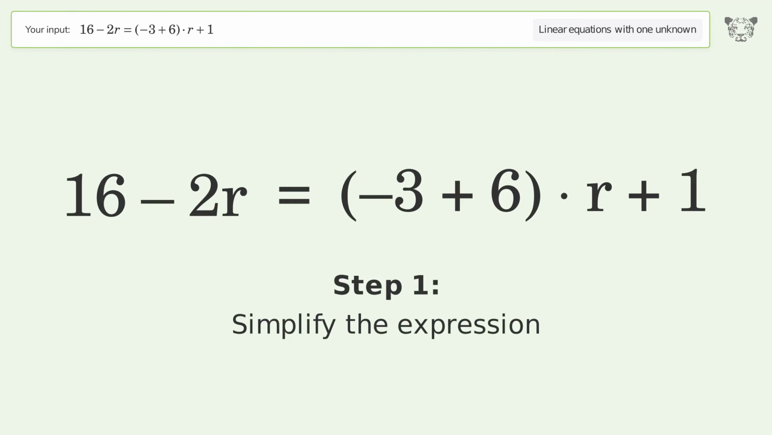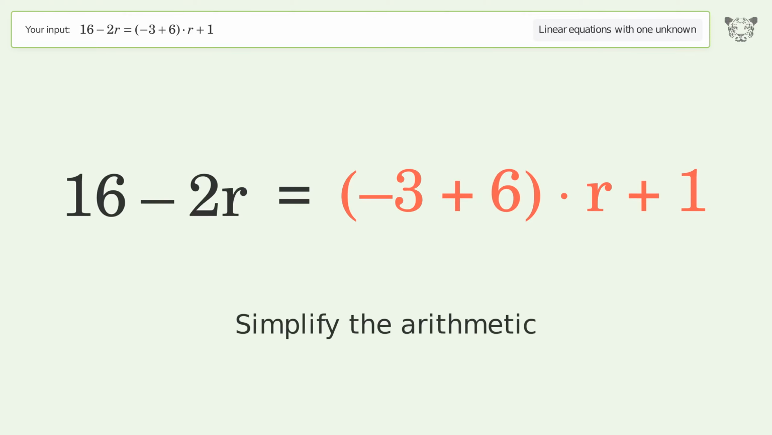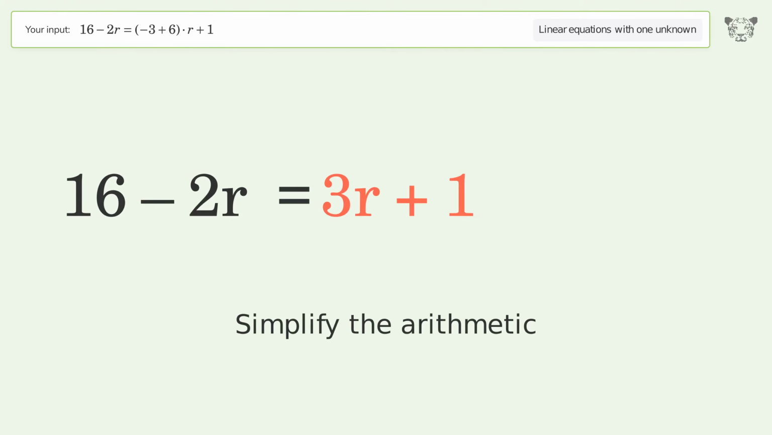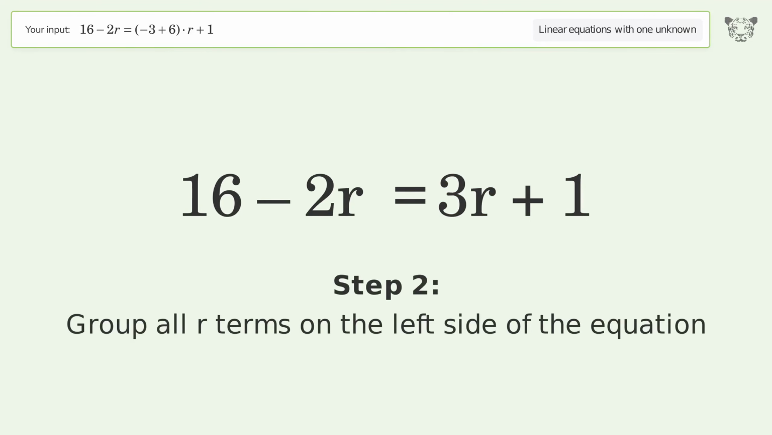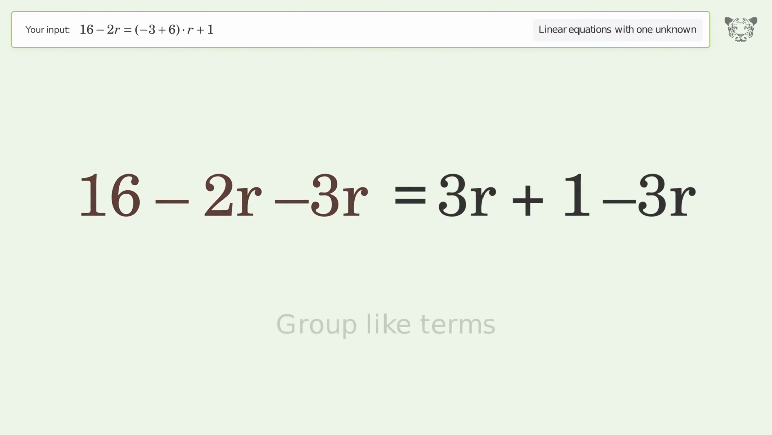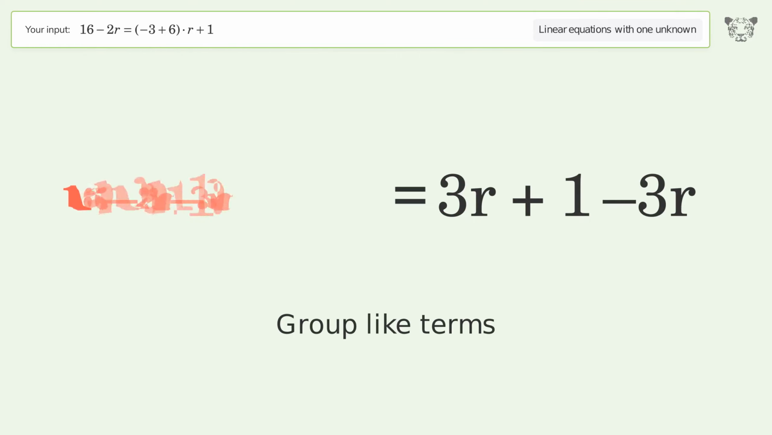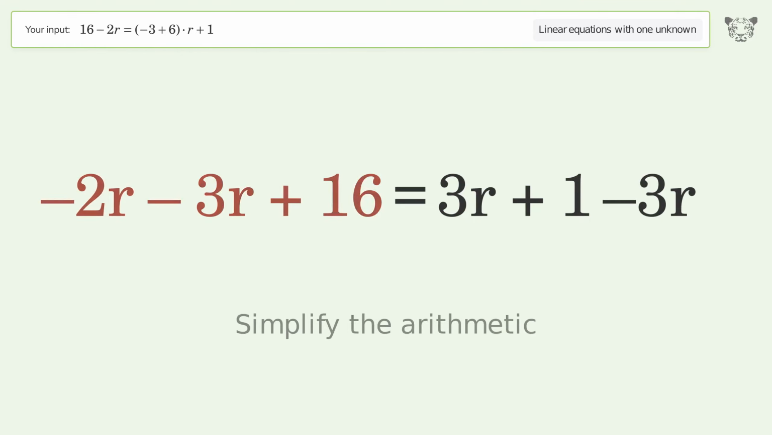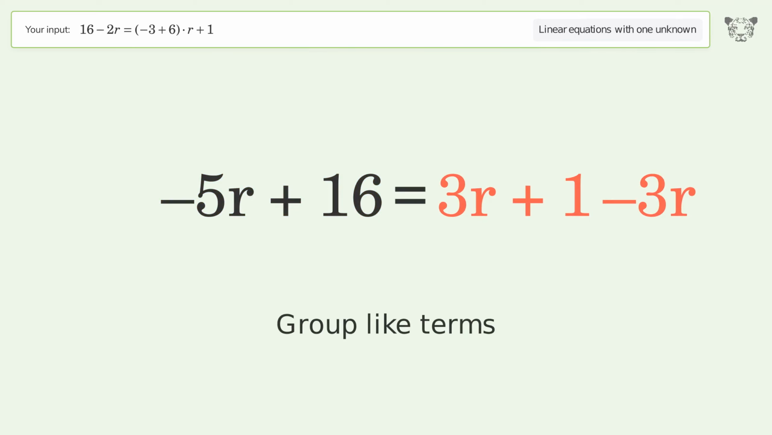Simplify the expression. Simplify the arithmetic. Group all our terms on the left side of the equation. Subtract 3r from both sides. Group like terms. Group like terms.